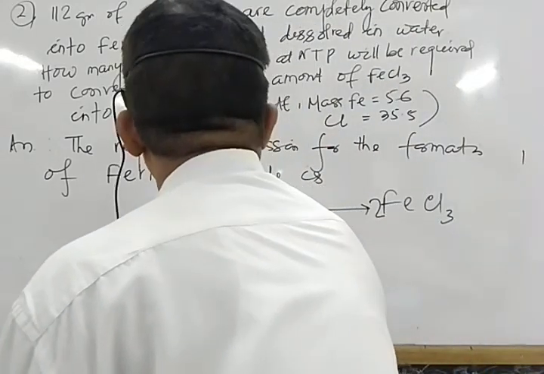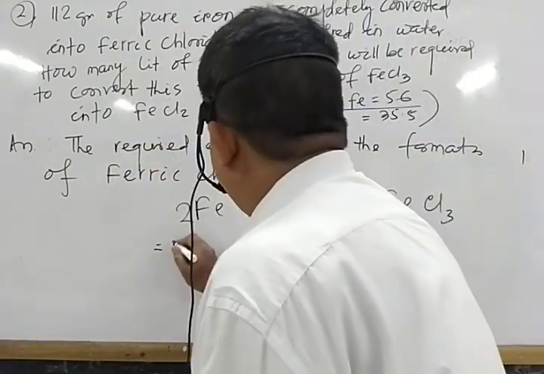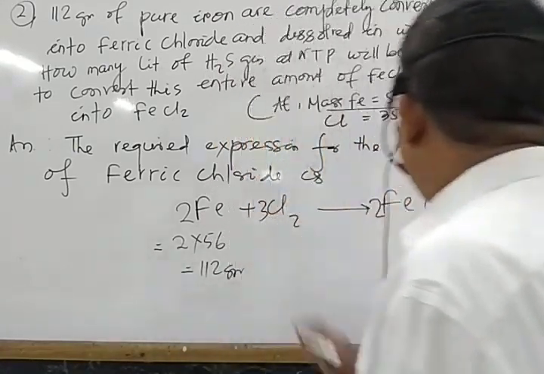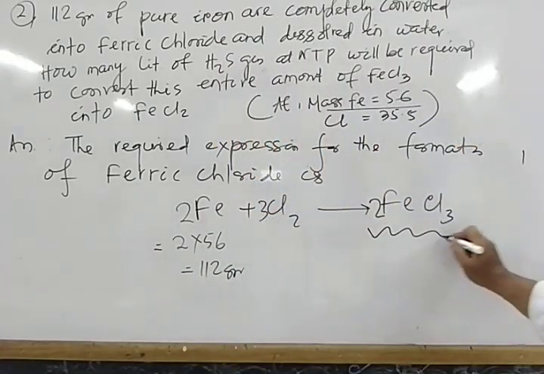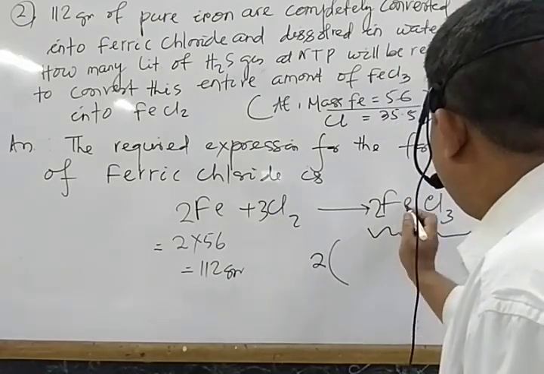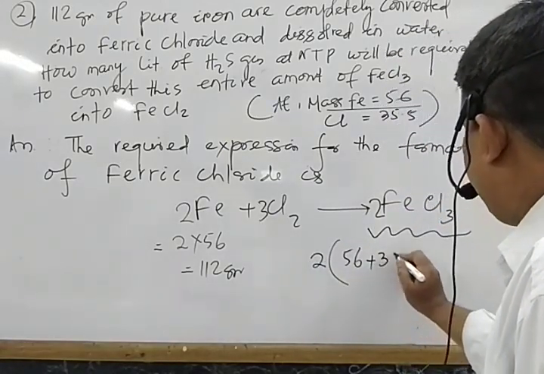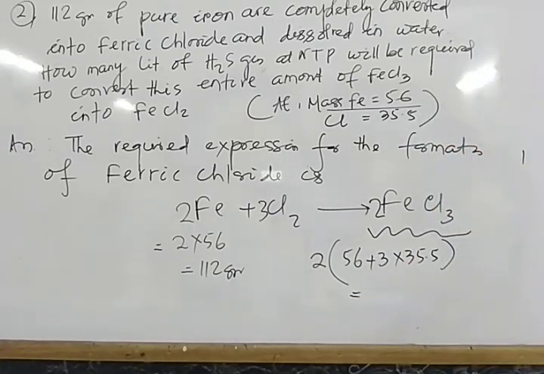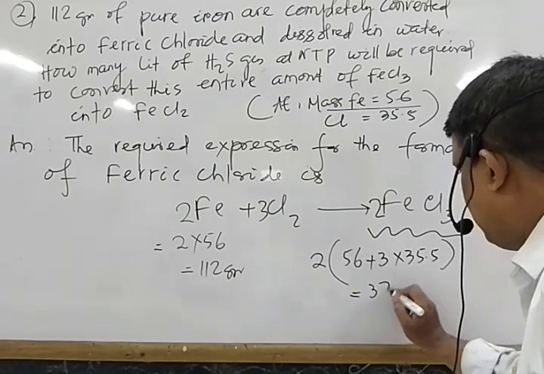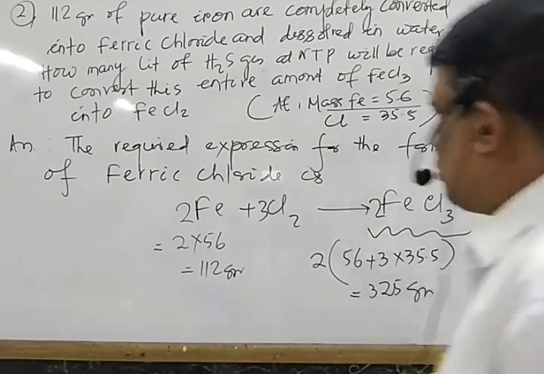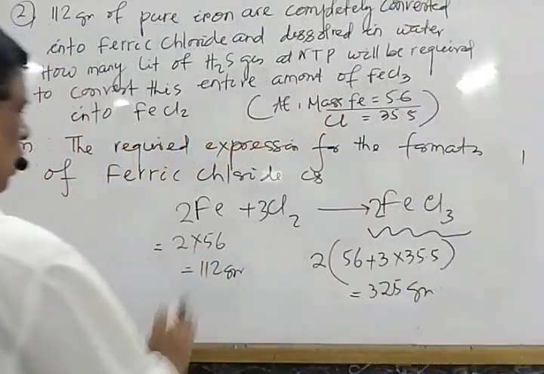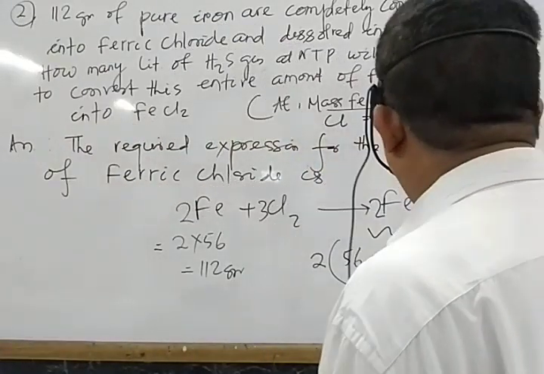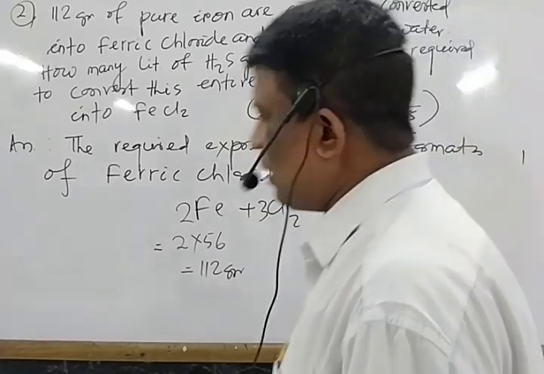That means if we mark the mass, that is 2 into 56, 112 gram, equivalent to, if we discuss ferric chloride, 2 into (56 plus 3 into 35.5). If you multiply this, the exact value is 325 gram. So mark that 112 gram of iron when converted to ferric chloride forms 325 gram of ferric chloride. It is about the first equation.